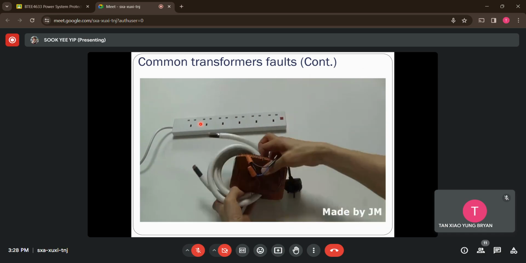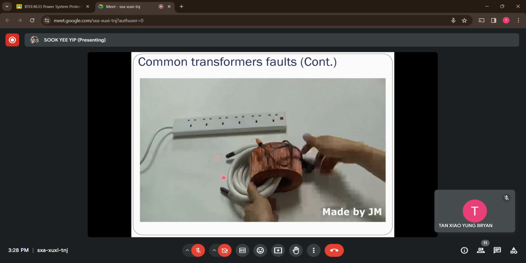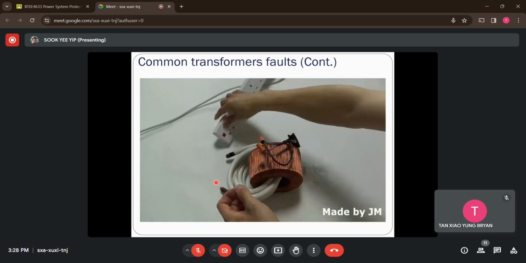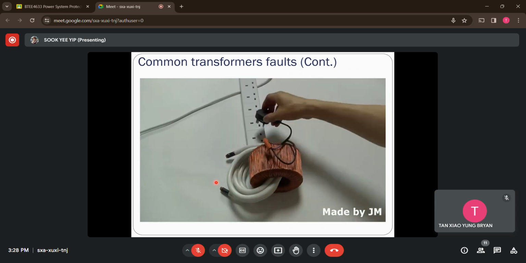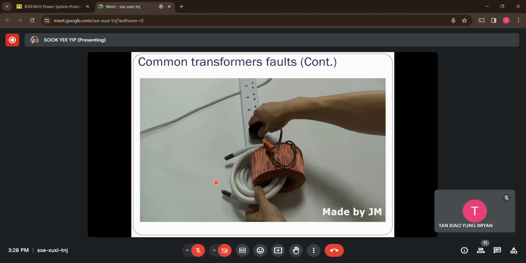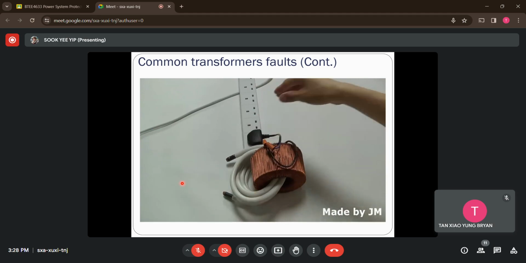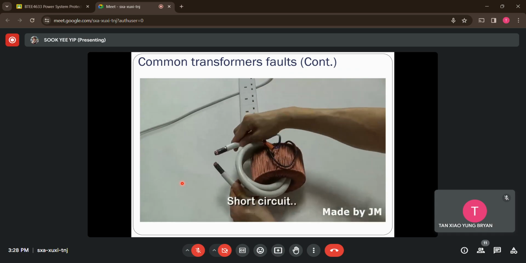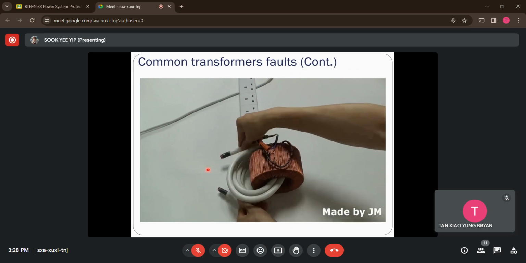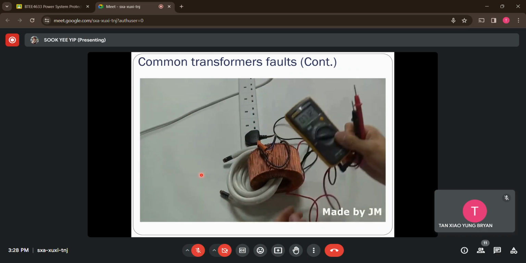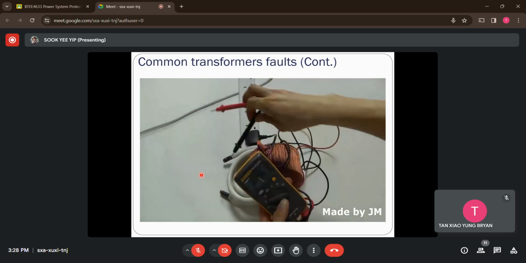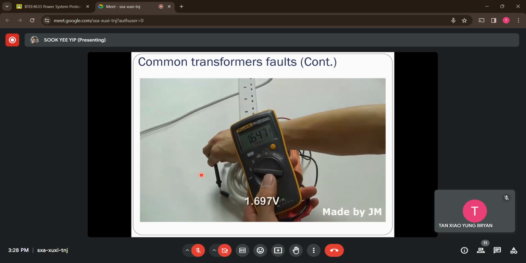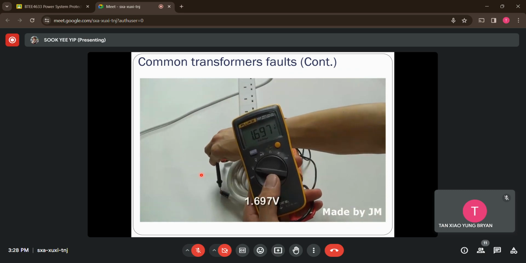So he will try to do the short circuit within the winding here after he powers up this transformer. You can see there's a spark whenever he short circuits this winding. What he's going to do next is measure the voltage generated under short circuit conditions. In this case, the voltage value is at 1.6 something, which is quite low.